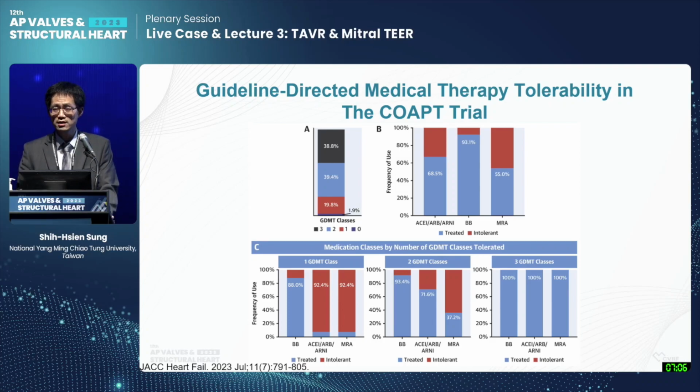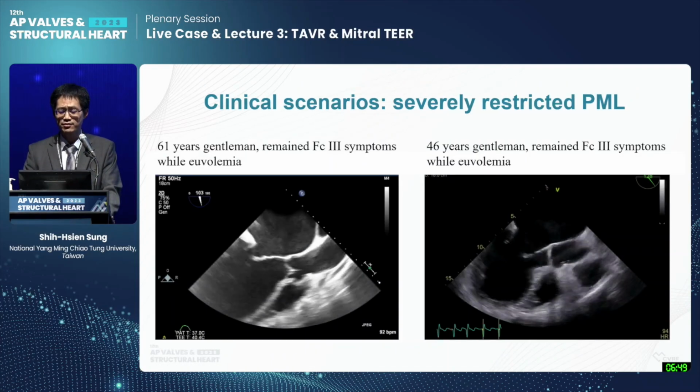And there are more than 20% of the patients who can only receive 1 or fewer GDMT class medicines. The beta blocker is the most commonly prescribed medication. And for patients who have only 1 GDMT class, the beta blocker was prescribed in 88% of them. So these are really sick patients.